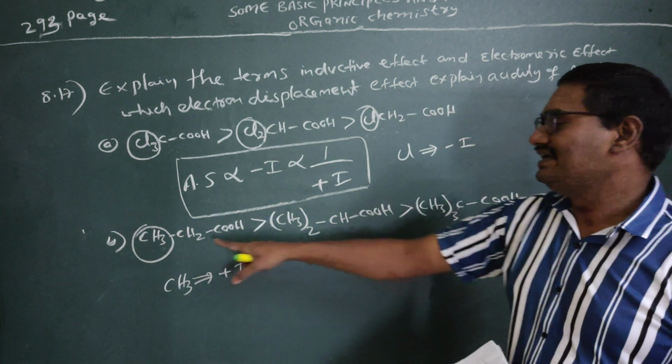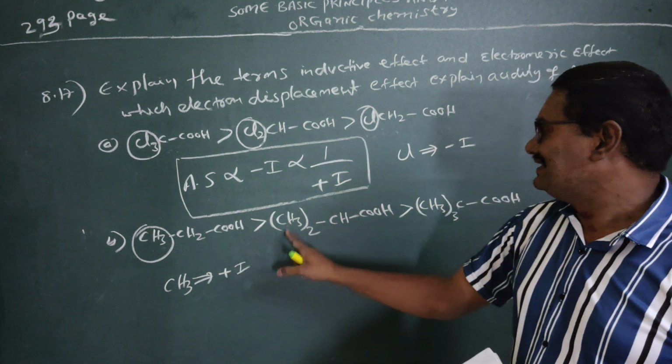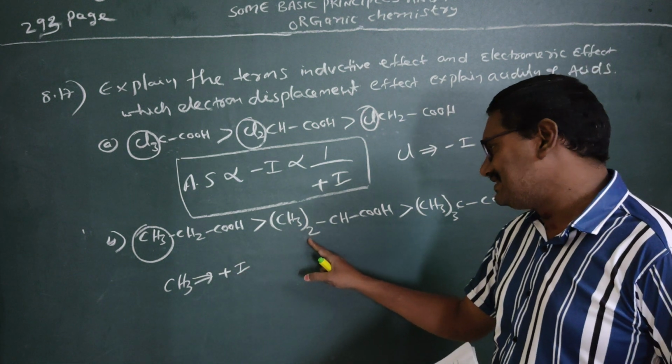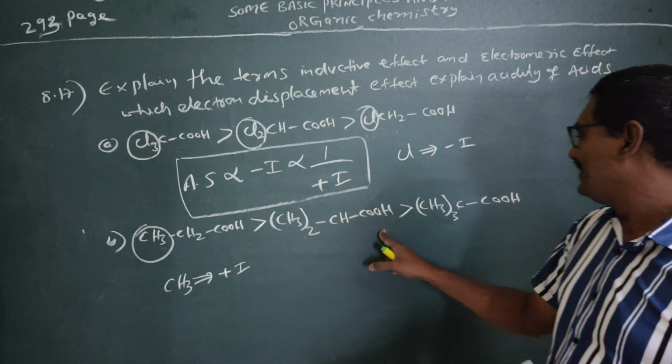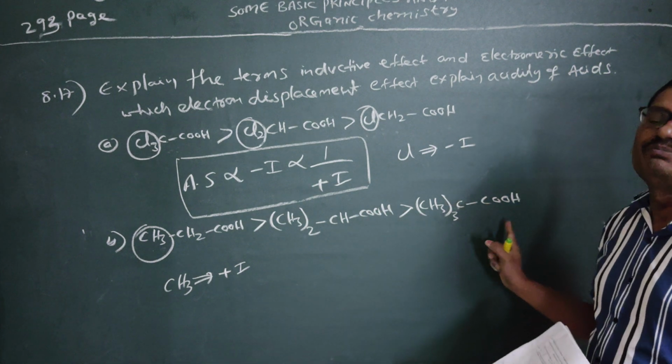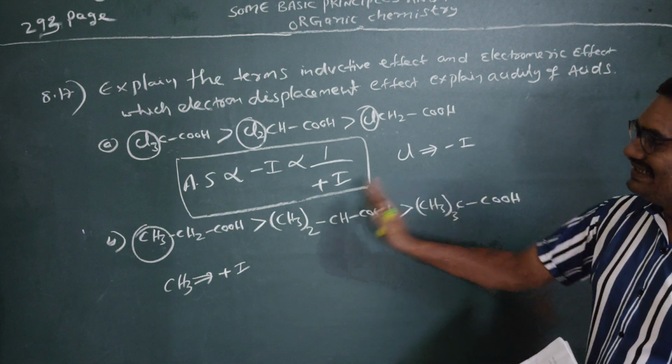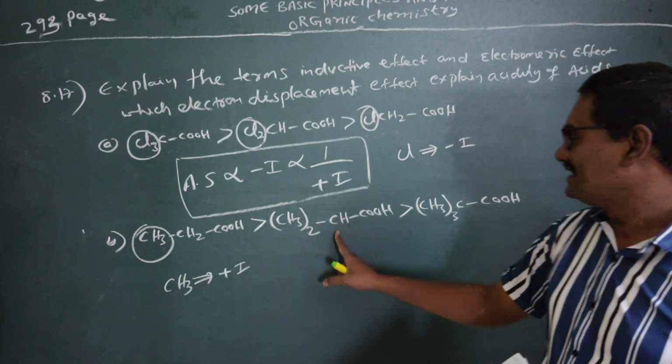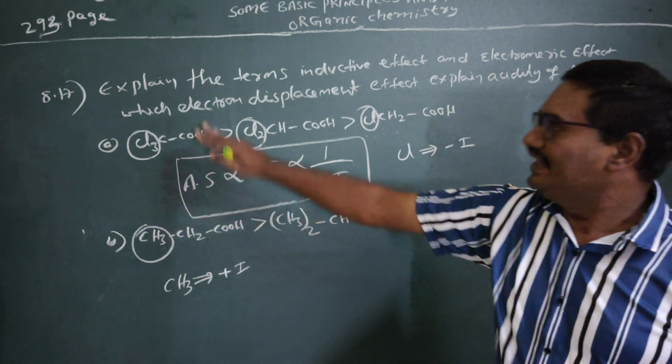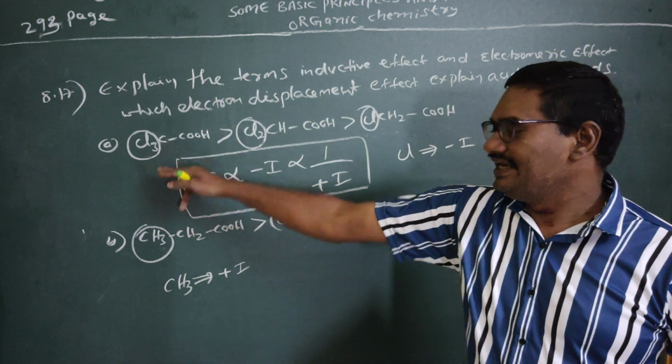So comparatively, propanoic acid, then with CH3 twice, isobutyric acid, and similarly the tertiary one. So these are the highest, the second one, and the third one. So that is the reason for A and B.